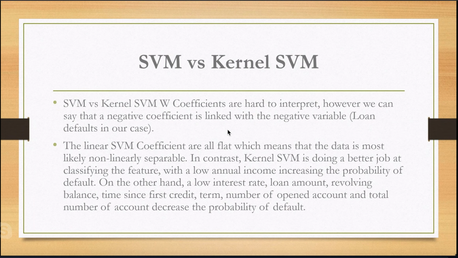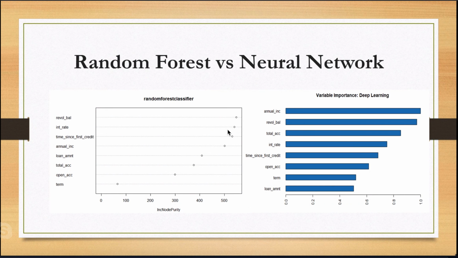When we look now at random forest and neural network, we can see that they classify most features more or less with the same importance, with the exception of annual income, which is ranked as the most important feature in the neural network model, while it's only ranked as the 4th most important feature in the random forest model.